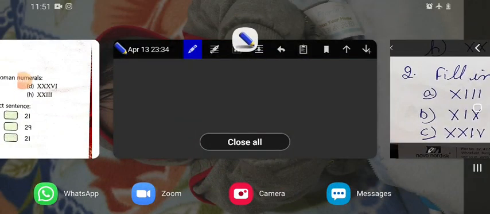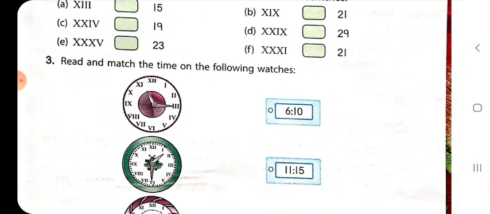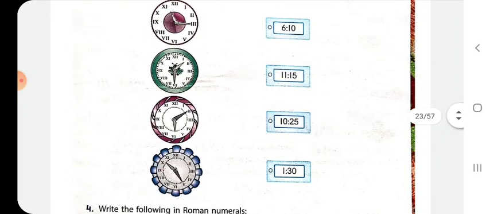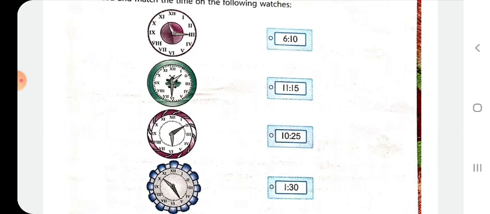Moving to the next question. Read and match the time for the following watches. In this, you have to read the time and match it with the correct time. So moving to the first one. What is the time in the first watch? As we can see, the hour hand is near about 11 and the minute hand is on 3, that is 15. So the answer is 11:15. So the answer of the first watch is 11:15.